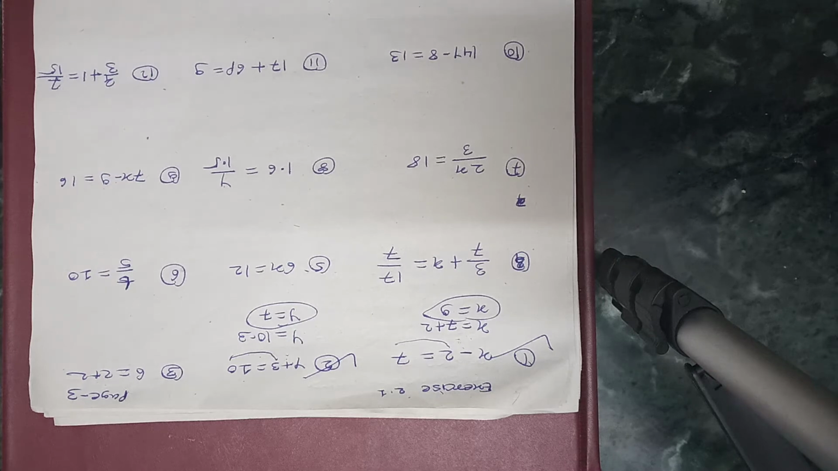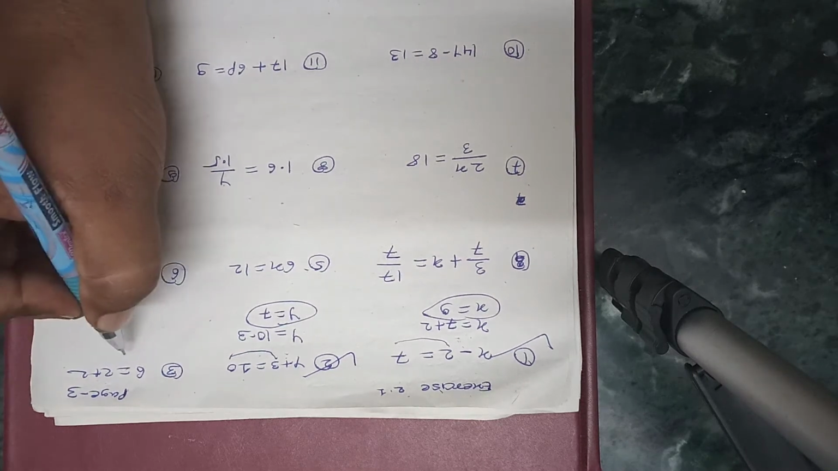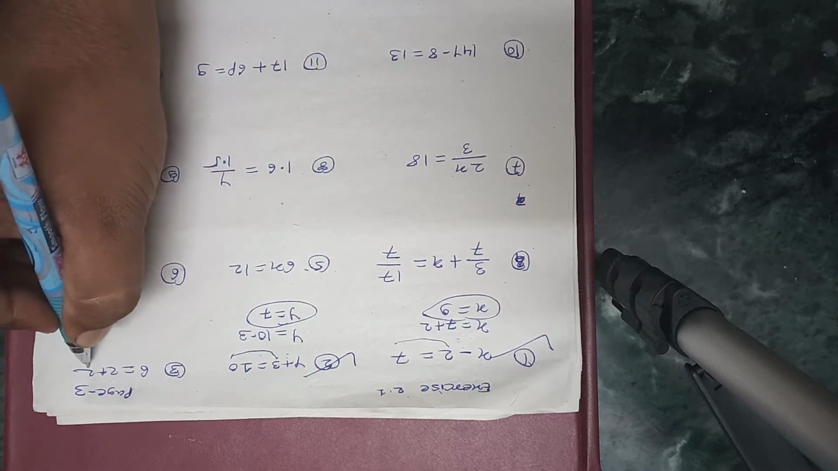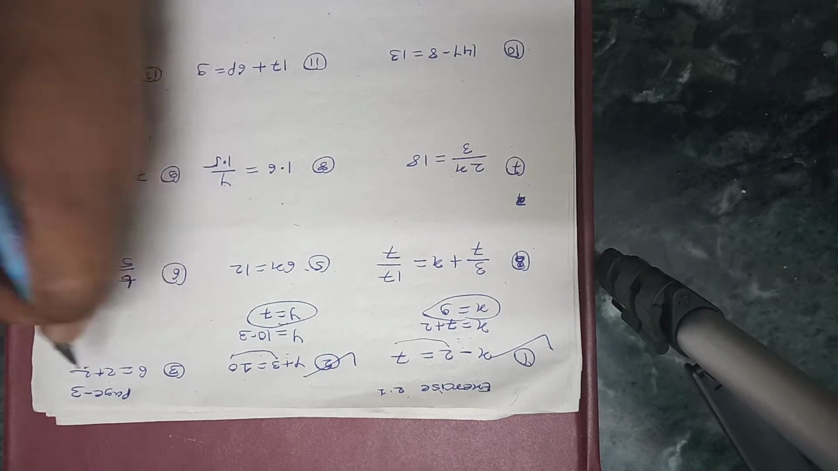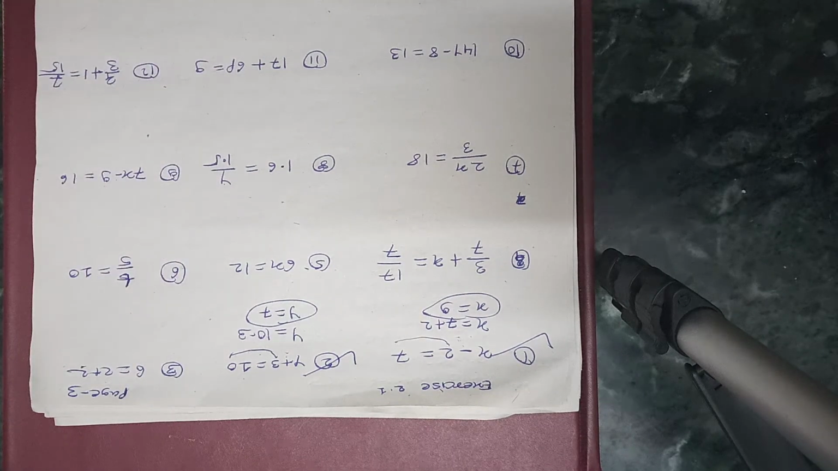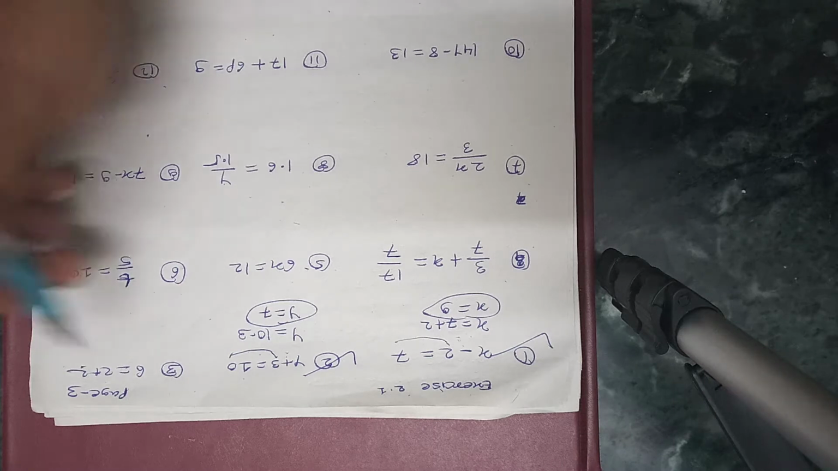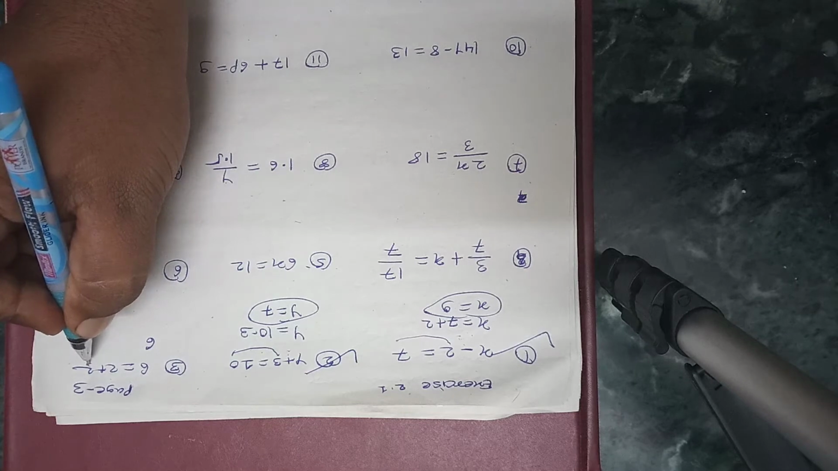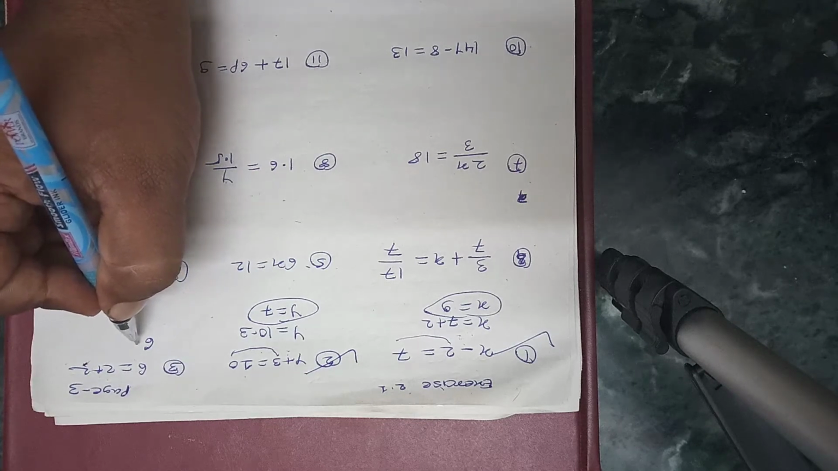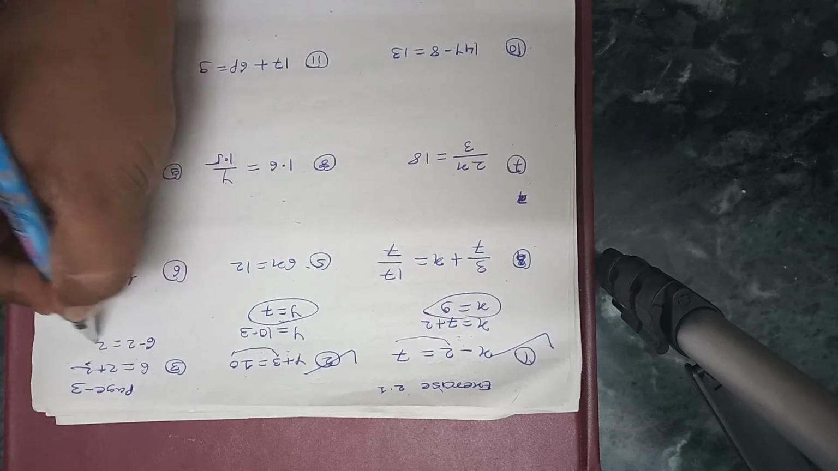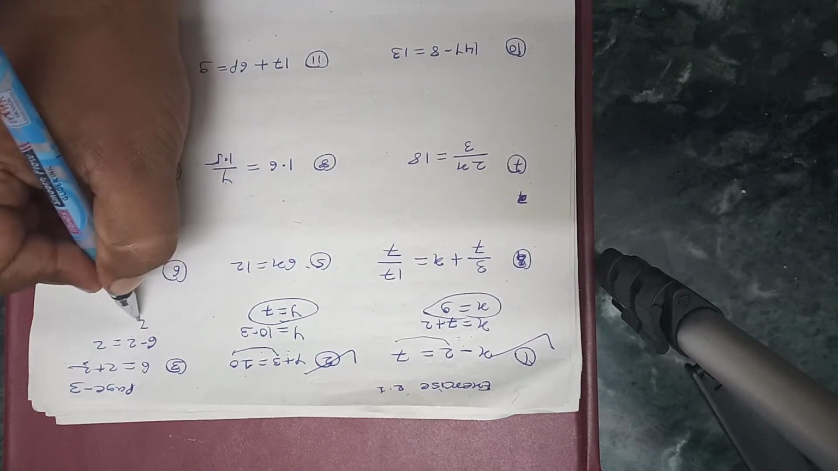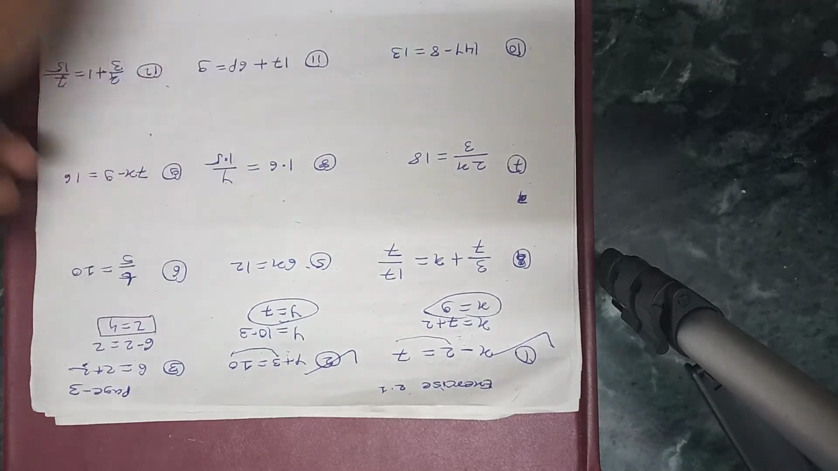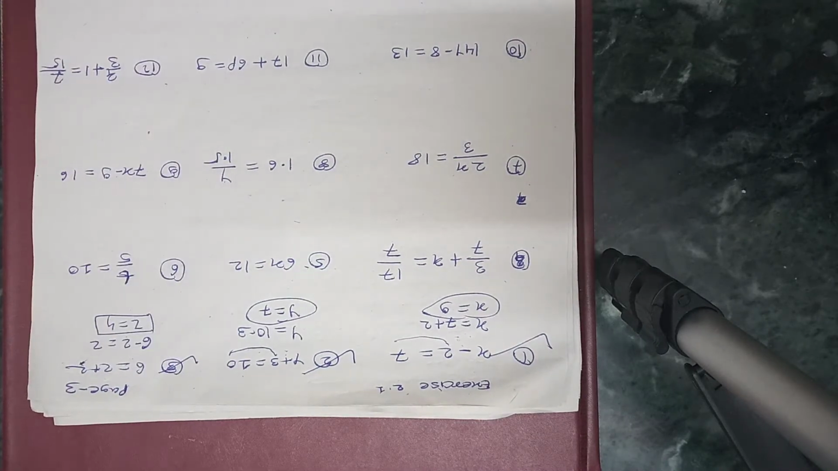In the third case, we have the equation 6 is equal to z plus 2. In this case we will transfer from RHS to LHS because the variable is on the LHS side. So when 2 goes from RHS to LHS, the sign will get changed, plus 2 will become minus 2. z is equal to 6 minus 2, that is z is equal to 4. Example number 3 is completed.